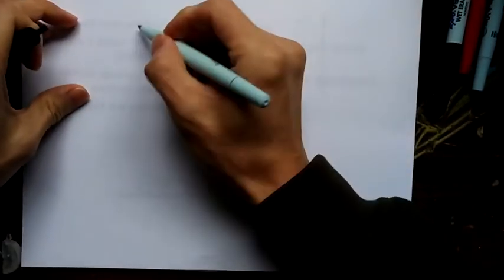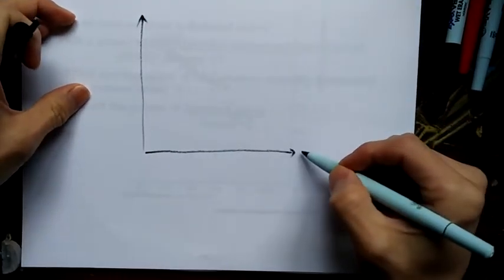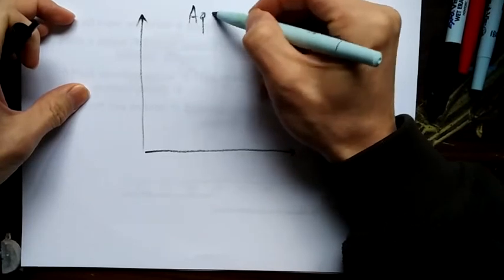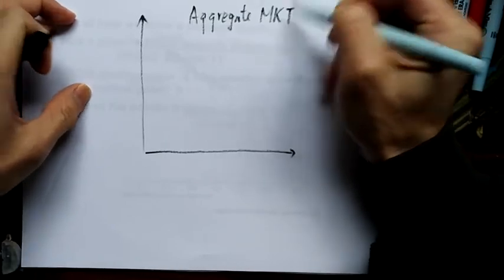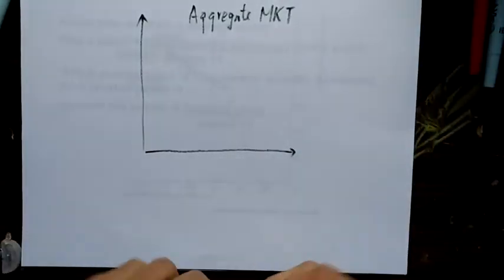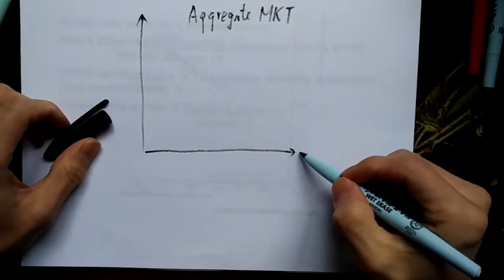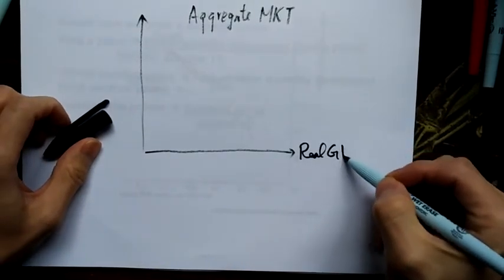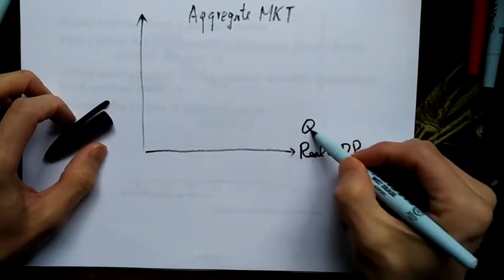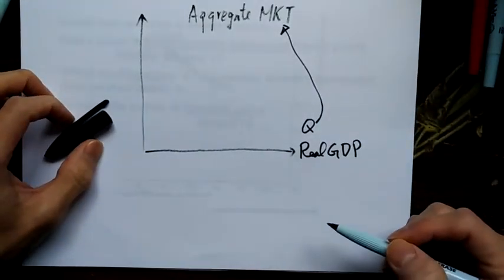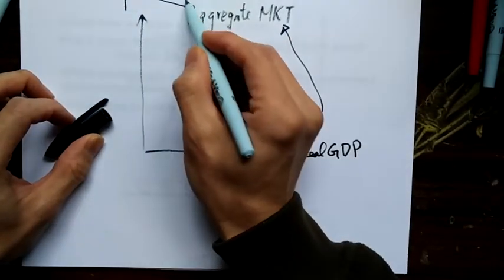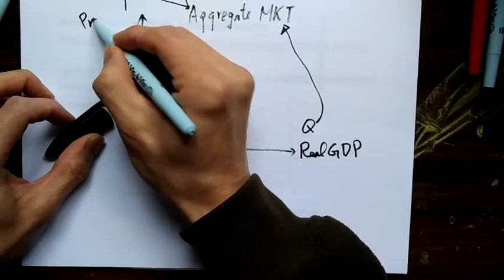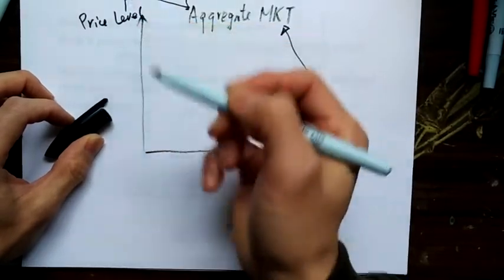Now, we have defined the variables for the aggregate market. The variable on the x-axis is real GDP, that is the quantity of that good. The variable on the y-axis is the price of that good, which we call the price level.